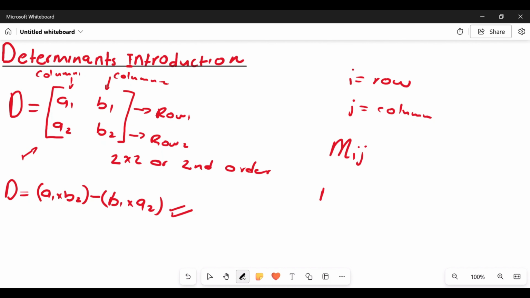Let's say they give you M12, and you must be able to tell exactly what this entry is. Let's go back to our square matrix then. This 1 means it's our first row, and this 2 here means it's the second column. This means that M12 is actually B1, because B1 is on the first row and second column. As you can see, 1 for row and then 2 for column. So I hope you're able to see how to identify these entries here.